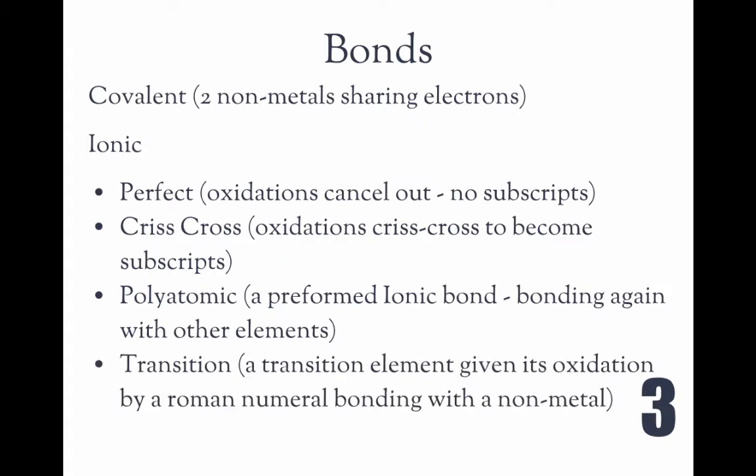And finally, transition elements. Transition elements are that block 3 through 12. You're given its oxidation number as a Roman numeral, and they will bond with nonmetals because they're on the left-hand side. They're considered metal.